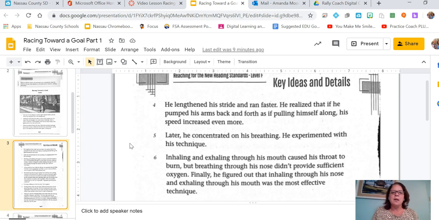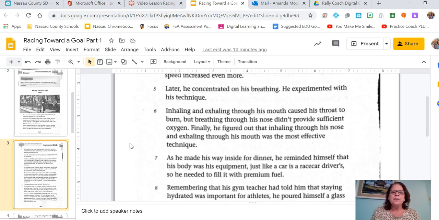I'm going to stop right here so that we can talk about inhaling and exhaling. So when you inhale, you're breathing in. You're taking in air. And when you exhale, you're blowing air out. So he found that when he breathed in through his nose and breathed out through his mouth, it was the most effective technique so that his throat wouldn't burn.